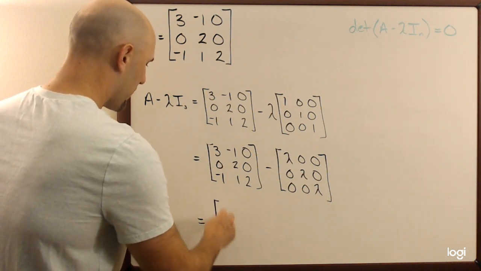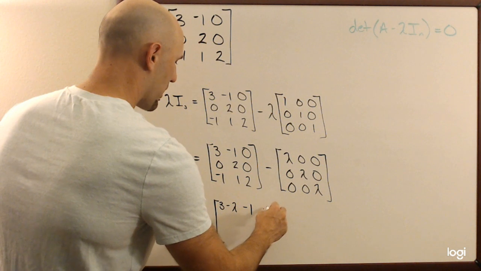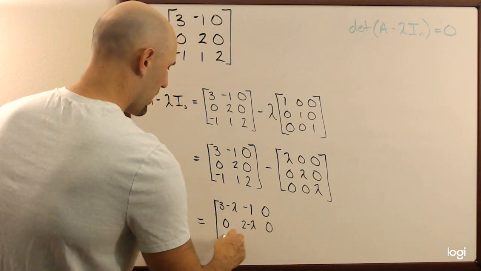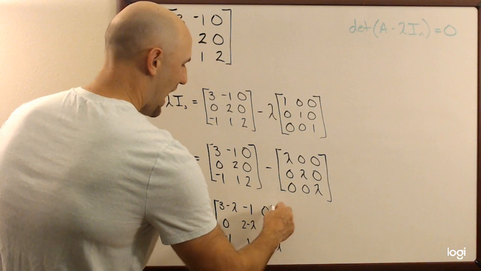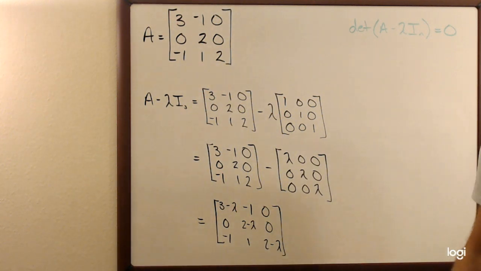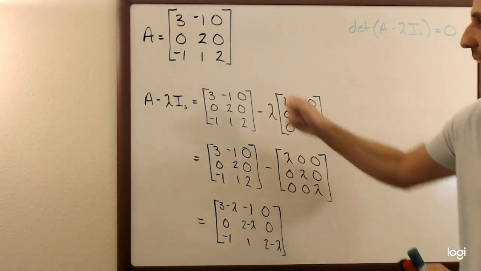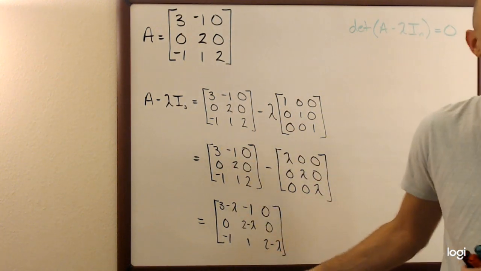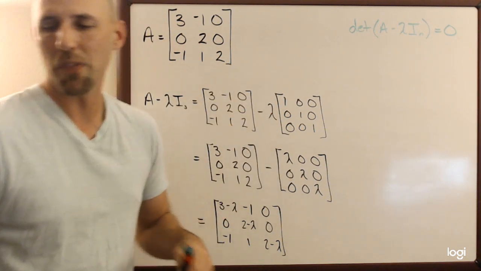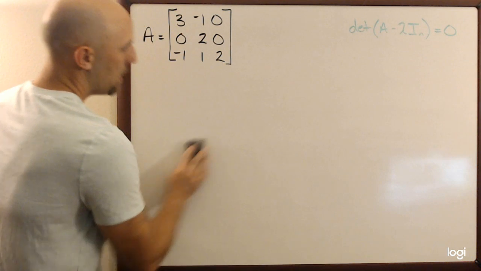The diagonal entries will have lambda subtracted from them. So I've got 3 minus lambda, negative 1, 0, 0, 2 minus lambda, 0, negative 1, 1, and 2 minus lambda. And if we think about it, all of these things were independent of my choice of A. Every single time, A minus lambda I is just going to subtract a lambda from each diagonal entry. So we don't want to have to work this out every single time. This seems reasonable enough that we can just shortcut this all the way to just taking a determinant of A minus lambda I. So let's go ahead and do that now.